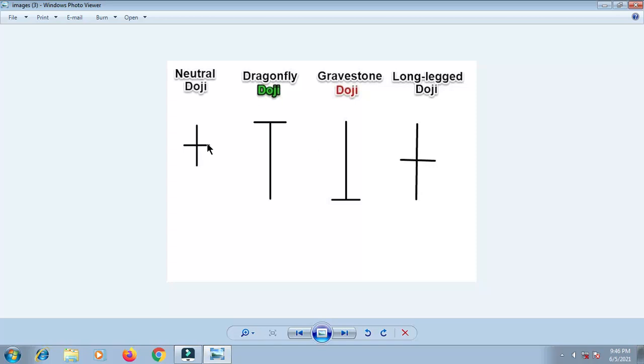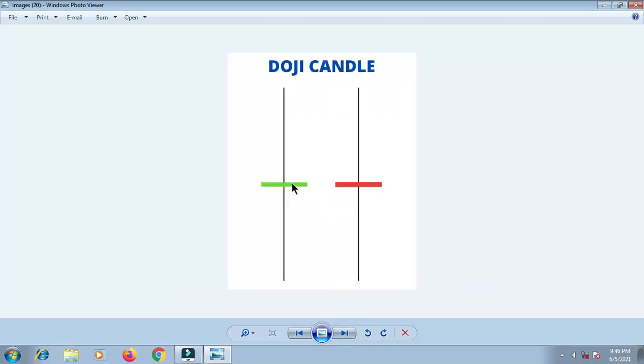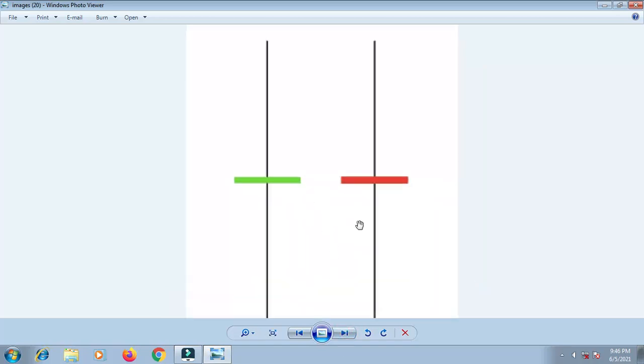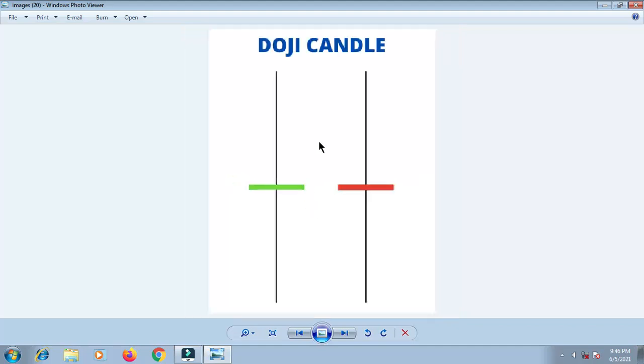That represents a doji. And there are different types of doji. One is the dragonfly doji, one is the gravestone doji, one is the long-legged doji. So first of all, we will study the doji candle. Like I said, the open and close values will be very near to each other, so the body will be very narrow, and the wicks will also be small. So it will be a small plus kind of pattern.